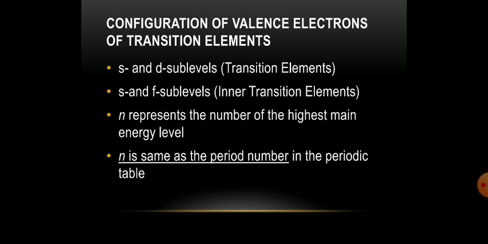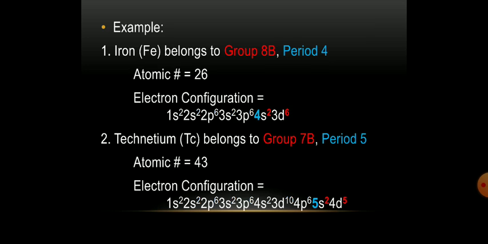Now moving to the next slide, configuration of valence electrons of transition elements. S and D sublevels, that is what we call transition elements. S and F sublevels, we call inner transition elements. n represents the number of the highest main energy level, and n is the same as the period number in the periodic table. Now here are some examples. We will go into detail about these examples.